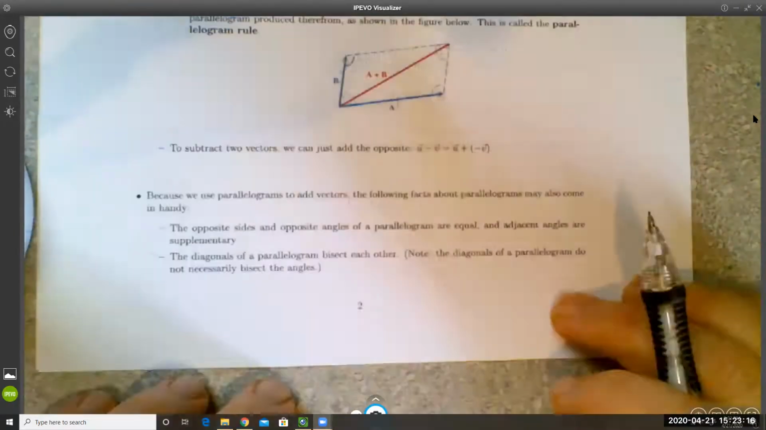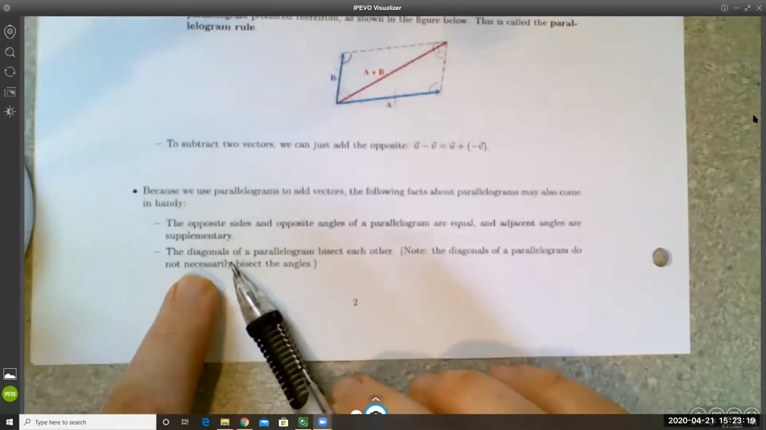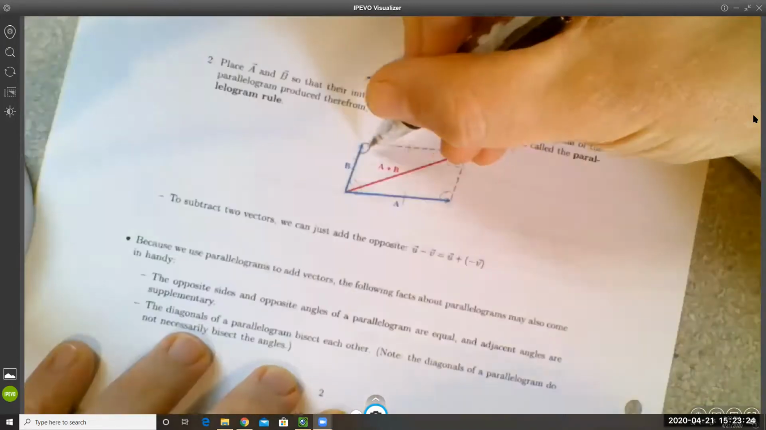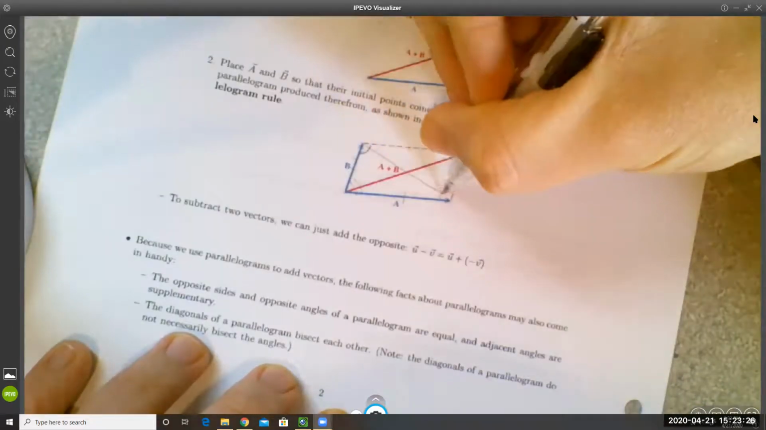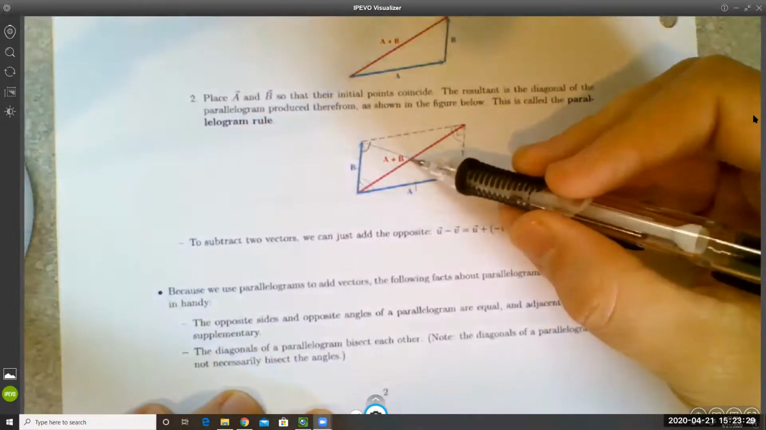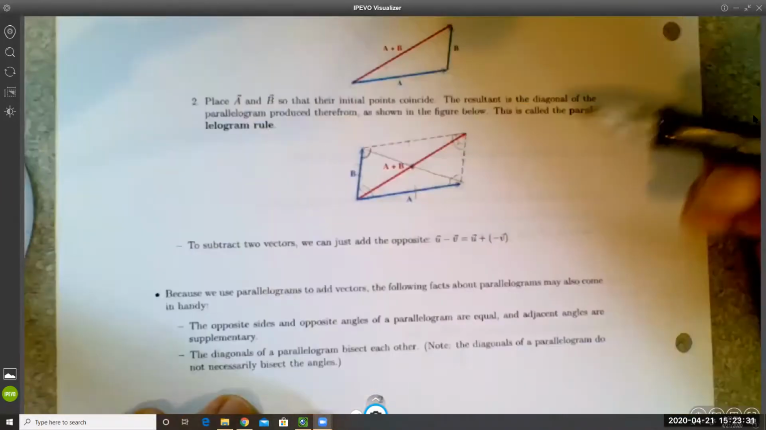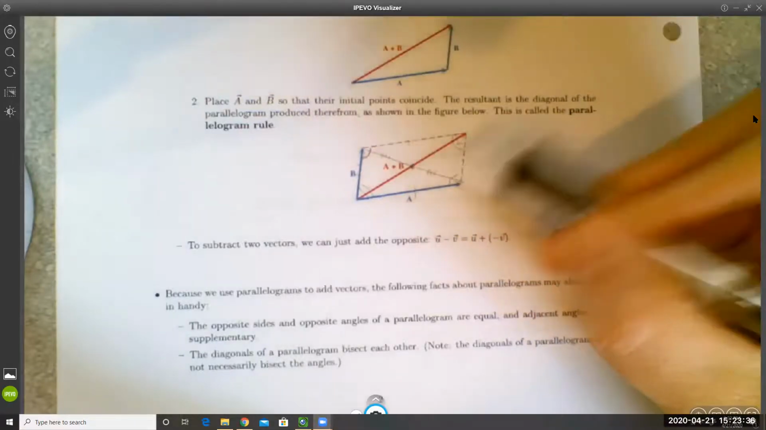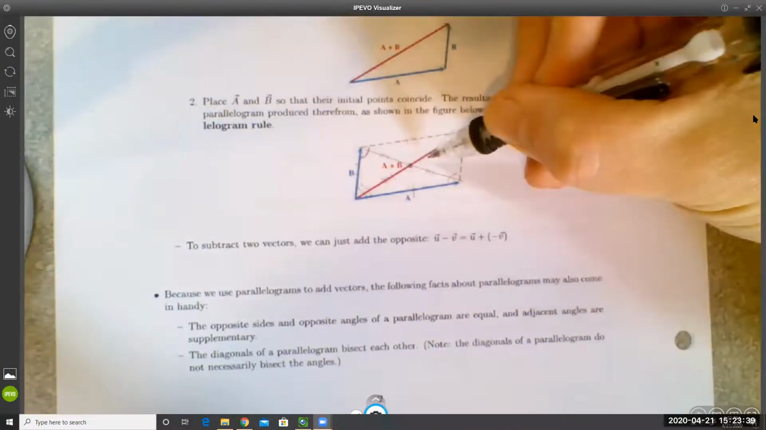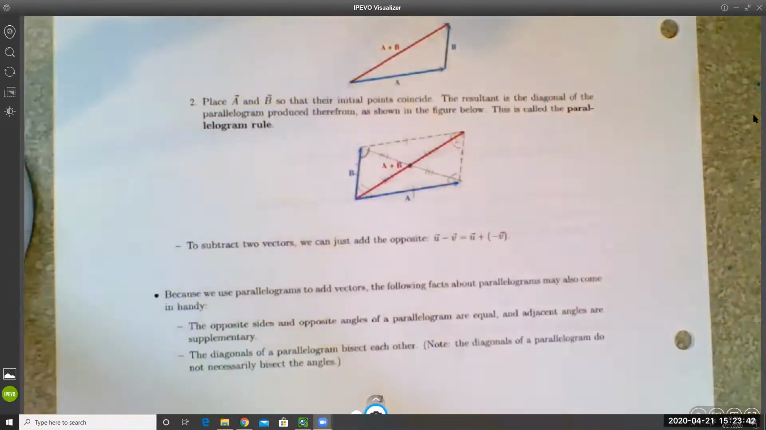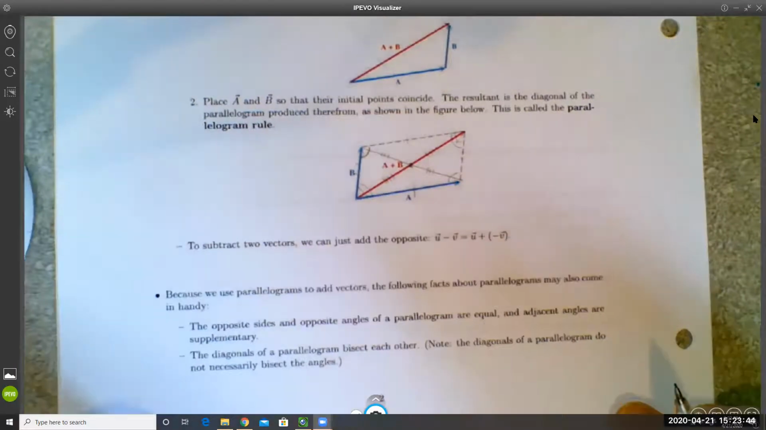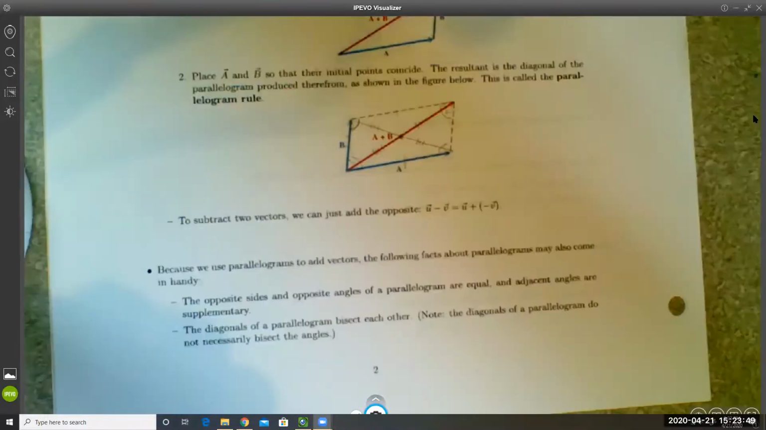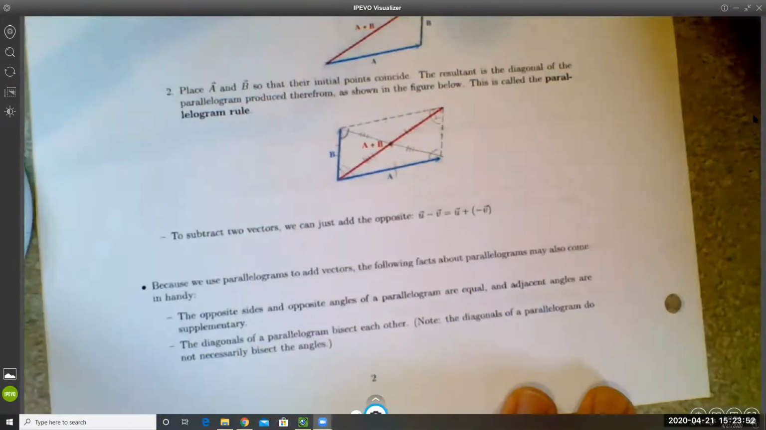Anyway, another fact is that the diagonals of a parallelogram bisect each other. So if we were to draw in the other diagonal, where they intersect bisects both the diagonals. So these two lengths are the same, and these two lengths are the same, right? So I'm not sure if those will come in handy. They might. So we'll keep those in mind as we look at a couple examples.